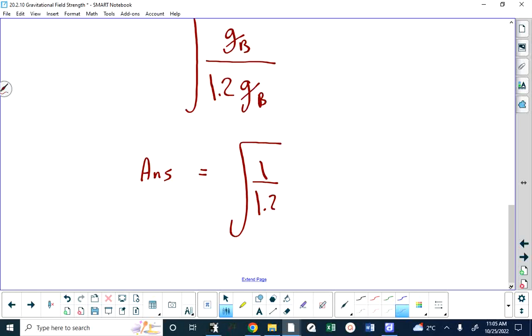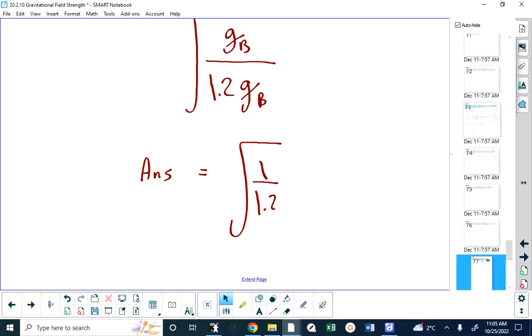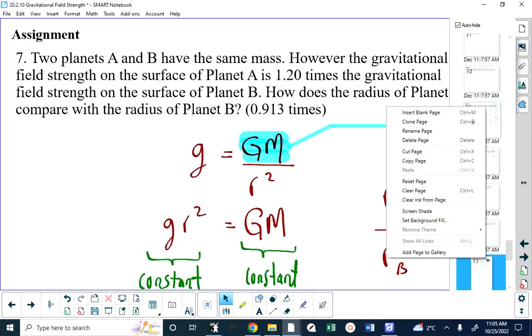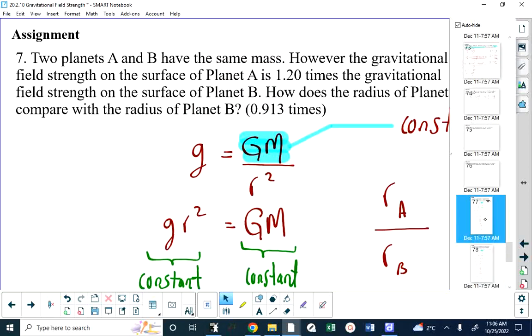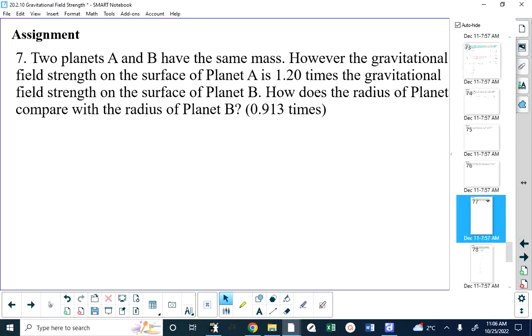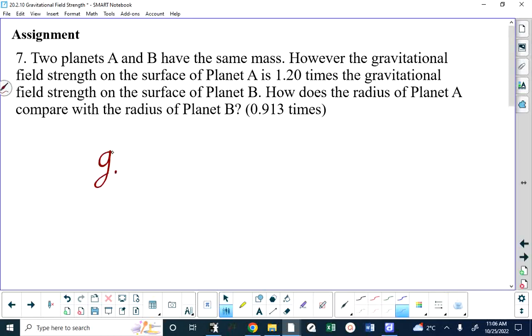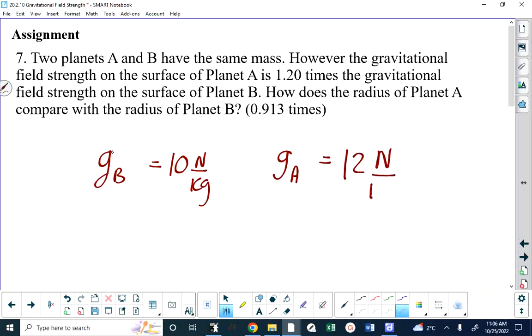Yeah. I want to just address another way to do this. And the other way to do it is a really sneaky kind of way to cheat the system. You do the following. Let's make up gravitational field strengths. I'm going to say that the gravitational field strength on B is 10 newtons per kilogram. And if the gravitational field strength on A is 1.2 times as great, it's not that big of a stretch to figure out that 1.2 times 10 is 12.